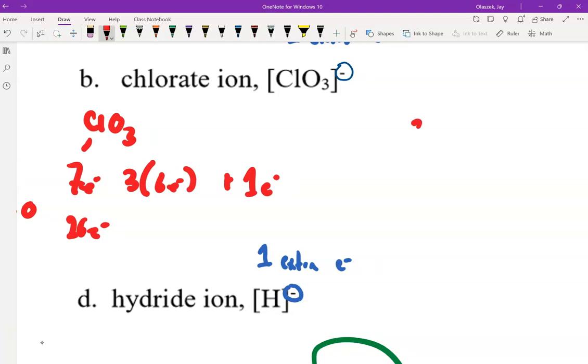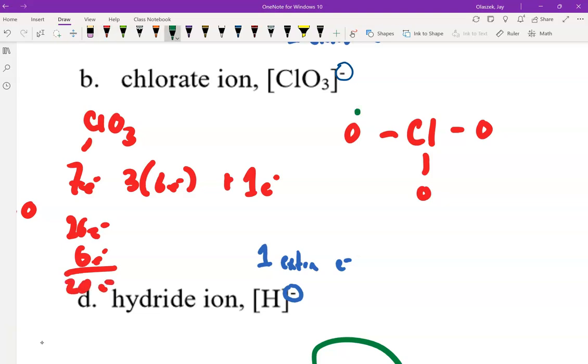So we're going to put chlorine in the middle. We have 3 oxygens, just keeping it simple. And we've used up 6 electrons in the bonding, which leaves us with 20. So I'll fill the valence of this oxygen with 6. Of our 20, we now have 14 left. Fill the valence of this oxygen with 6. Of our 20, we have 8 left. I'll fill the valence of this oxygen with 6. We have 2 left. And we'll put those around our central atom.